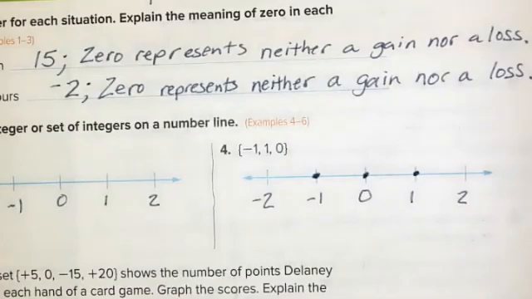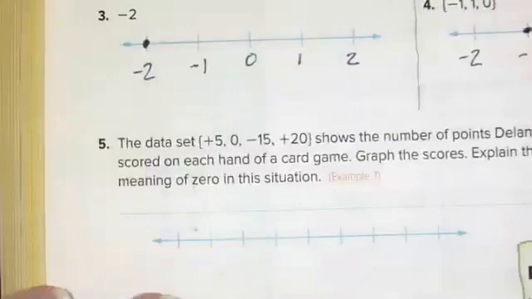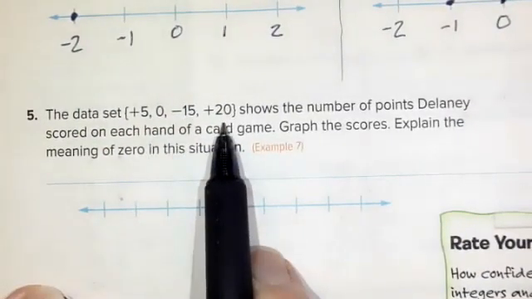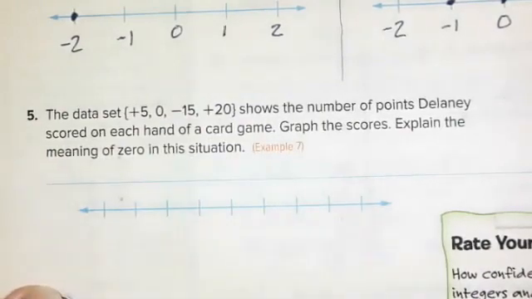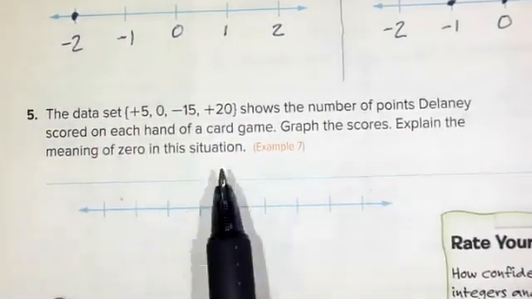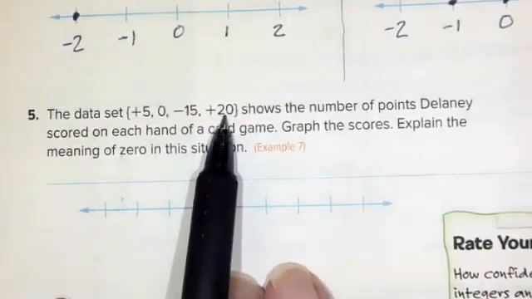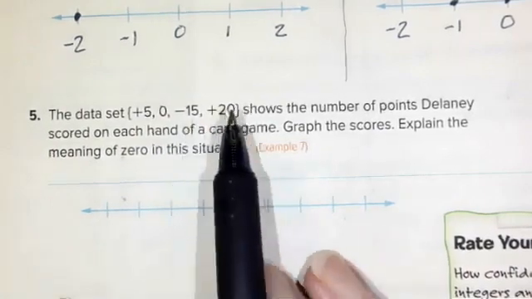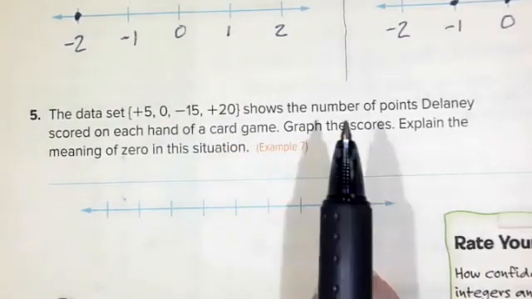Okay, number 5, the data set 5, 0, -15, +20 shows the number of points Delaney scored on each hand of a card game. Graph the scores and explain the meaning of 0 in the situation. So I'm going to go ahead and count by 5s. I see I have to go to 20. I see I have to go to -15. So that gives me a range of 35. From +20 to -15 is a range of 35.